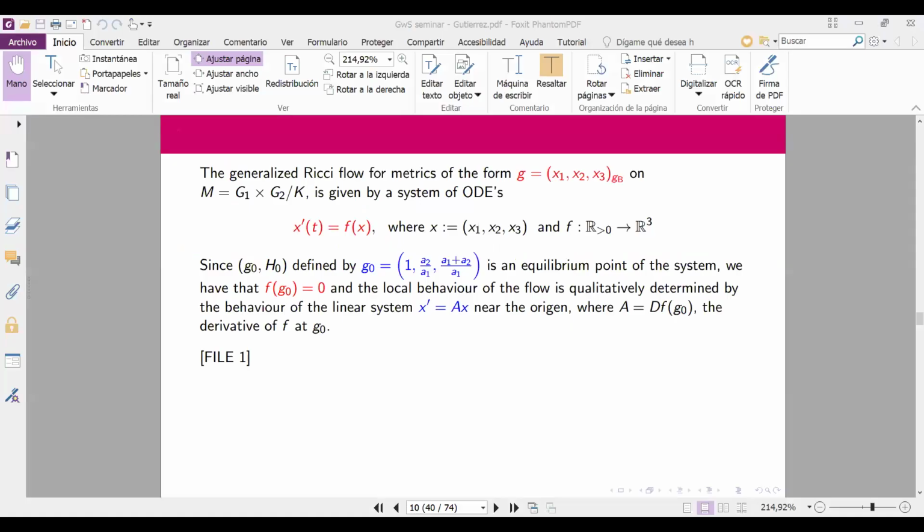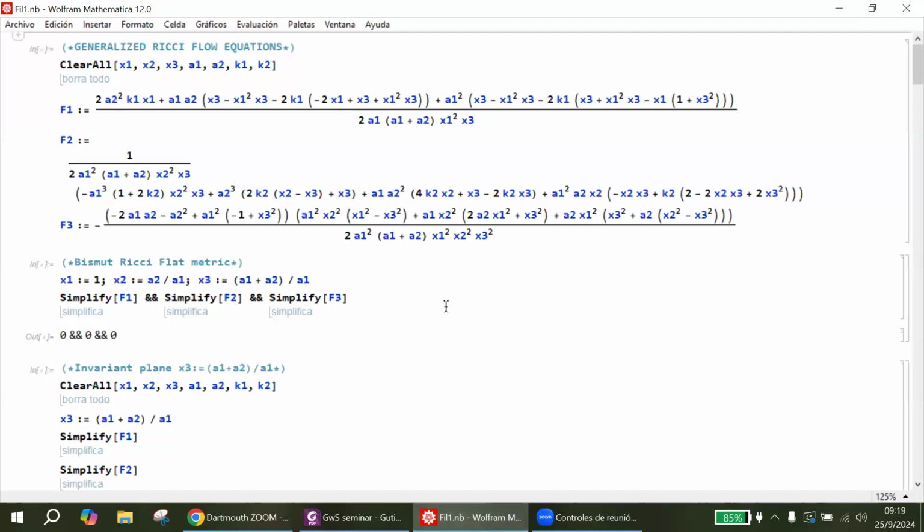Now I want to show you the equations of this flow. Here, F1, F2, and F3 are the components of the function F defining the flow. So we have the derivative of x2 equal to F2, and so on. Yes, we are not seeing another file. Oh, too bad. Okay. Now we can. Thank you, Romina.